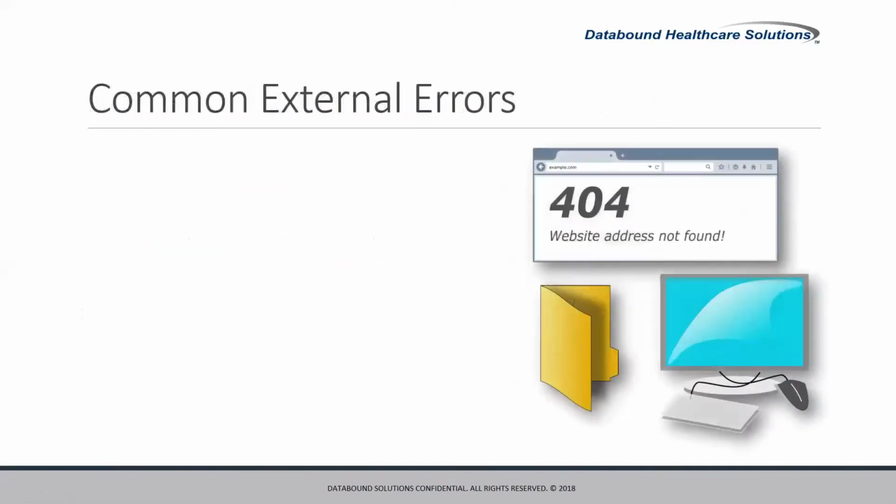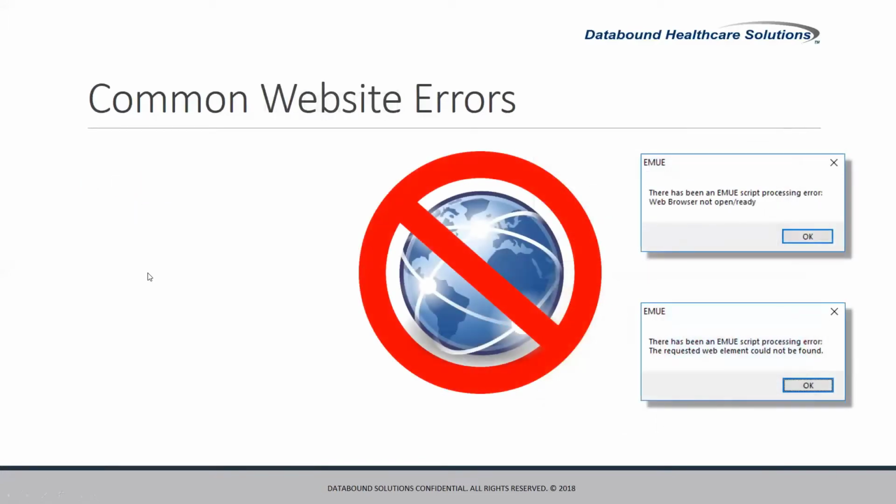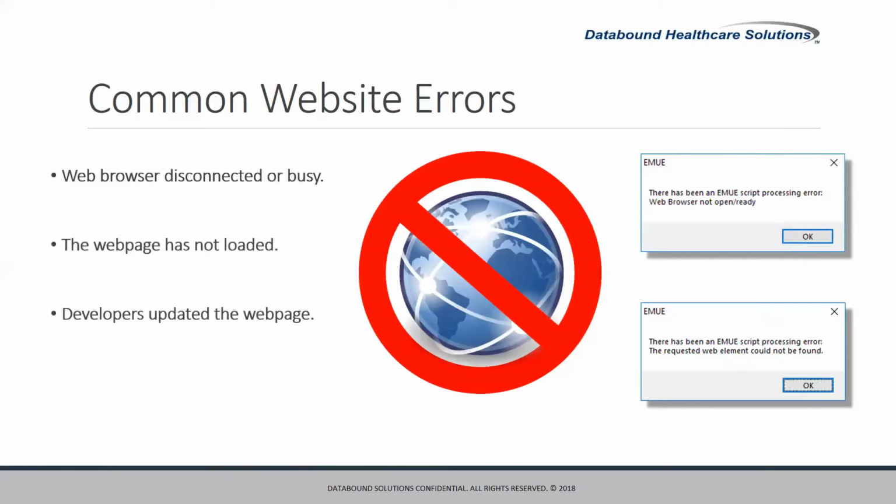Next, we're going to talk about the common external errors. Those are the errors that are related to website issues, terminal, and sometimes your input files as well. So the first one we have here is your website. Common website errors are related to your web browser disconnecting or being busy. It can even be that the web page hasn't loaded completely. And it can be that developers have updated the page. Sometimes they don't tell you when they're updating a page. Sometimes they do. They'll say that there's maintenance happening on a third-party website, but other times they won't inform you of that, and it'll just change in the background.